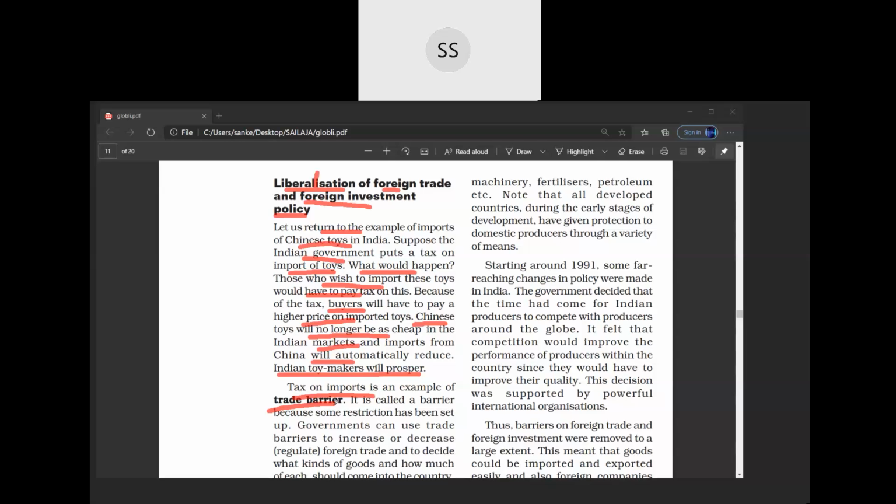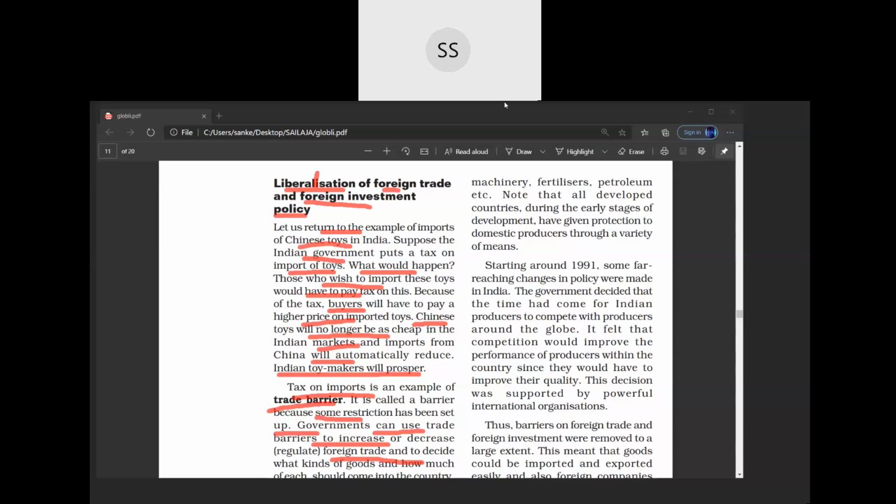Barrier का मतलब होता है रुकावट. Imports में रुकावट, exports में रुकावट. So limited import होगा, limited export होगा. It is called a barrier because some restriction has been set up. Government can use trade barriers to increase or decrease foreign trade.